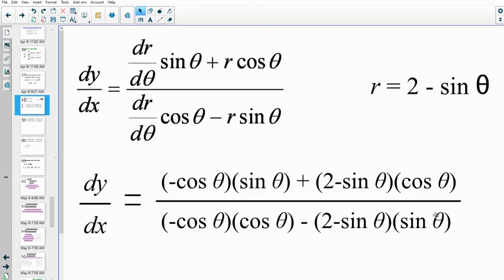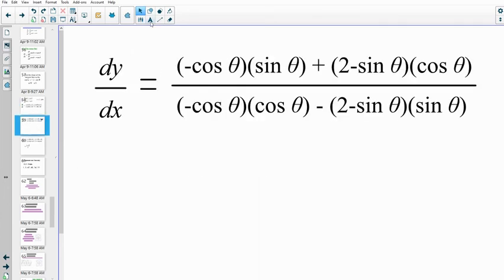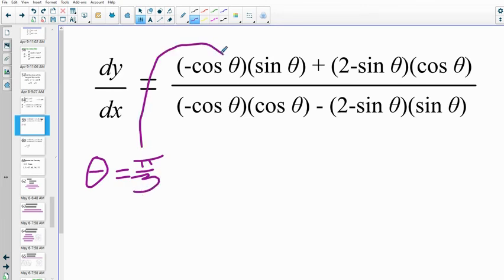So it's really not that bad. It's just a lot of stuff going on and keeping track of what's R and when R is a function and when R is just R and all that kind of stuff. But there we go. This is the slope of a tangent line for any value. So if I want to find the specific slope when theta equals, what did I say, pi over 3? We just plug it in. Plug it in here. Cosine of pi over 3 is 1/2.